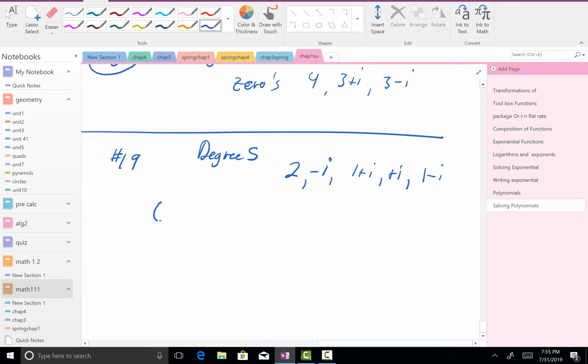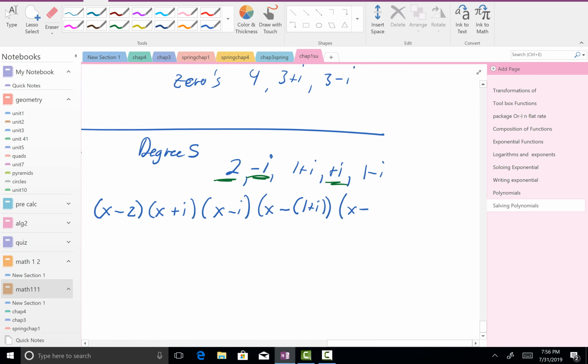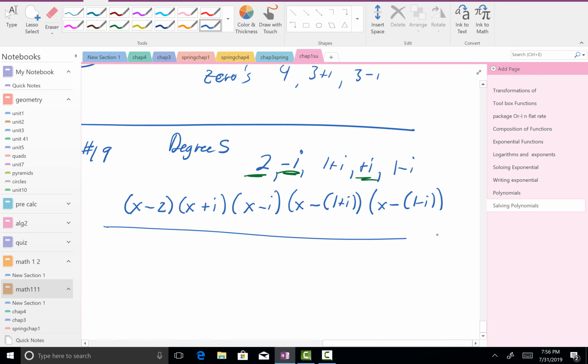Okay? So here's what we're going to do. We're going to go x minus 2, x plus i, x minus i. So there's those. Okay, so we took care of that one. We took care of that one. We took care of that one. All right, we're going to keep going. x minus parentheses 1 plus i, parentheses x minus 1 minus i. Okay, there's my polynomial.